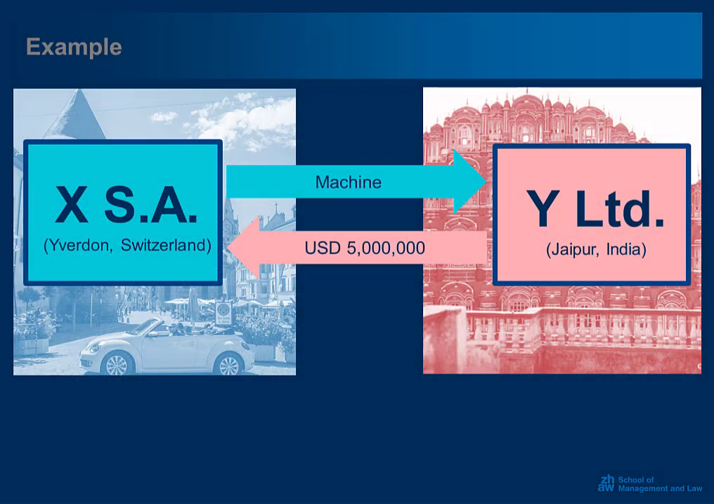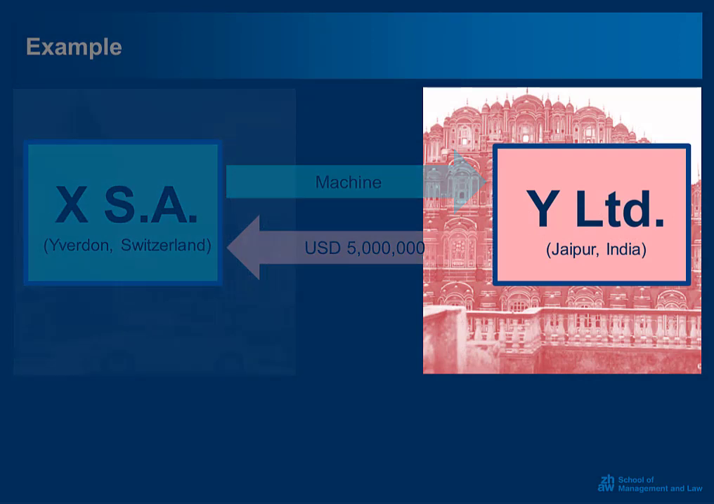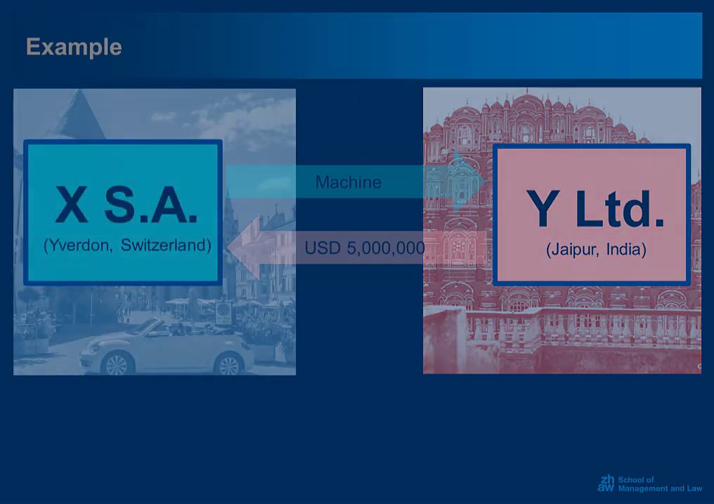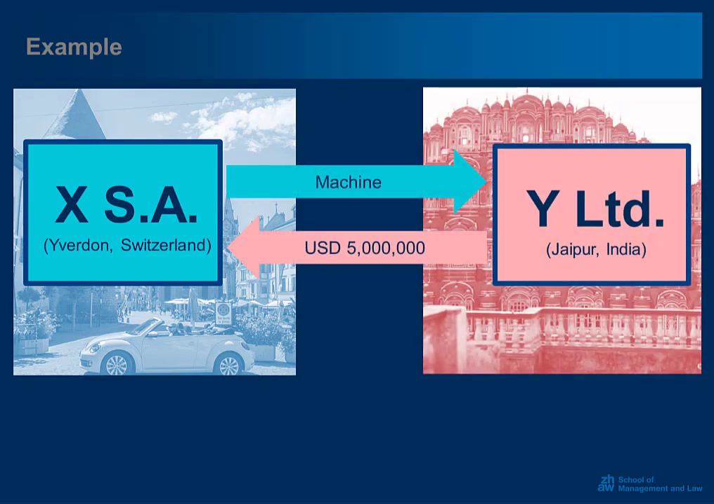Let's come back to our case at this point. If you had to give advice to Y Limited, you would probably recommend to favor the CISG as the applicable law when negotiating the contract. However, if you had to give advice to XSA, you would probably consider suggesting to have the Swiss Code of Obligations defined as the applicable law in the contract. But this is far from inevitable.